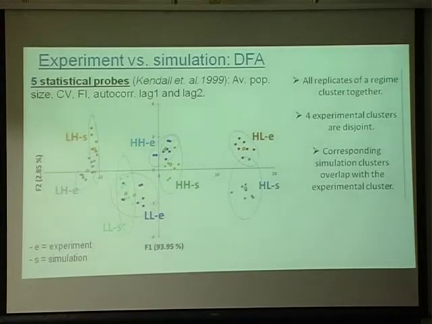All the replicates for one particular regime cluster together, and the four experimental clusters are very different, indicating four distinct characteristic dynamics corresponding to the four different evolutionary regimes. We can get both of these results from the simulation data also, and in addition, we get great overlap of the simulation clusters with the corresponding experimental clusters, which says that the model agrees with the experiment.